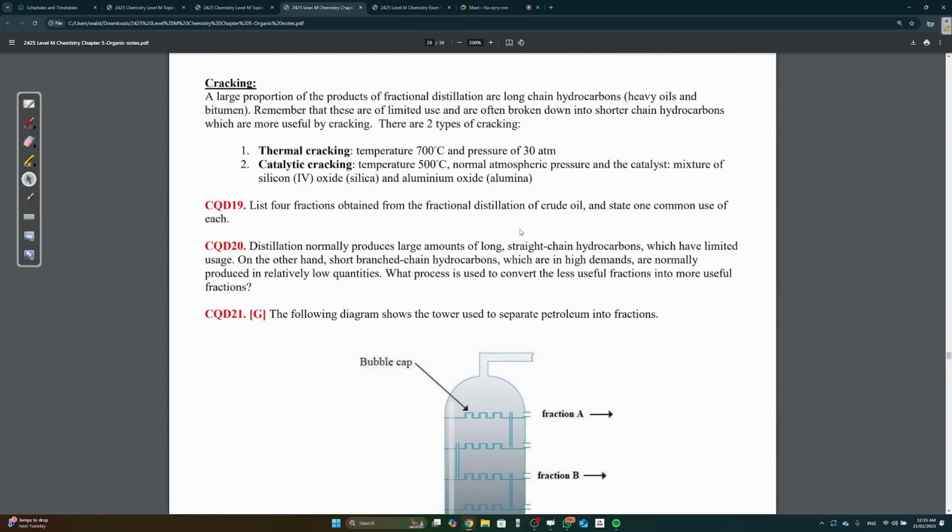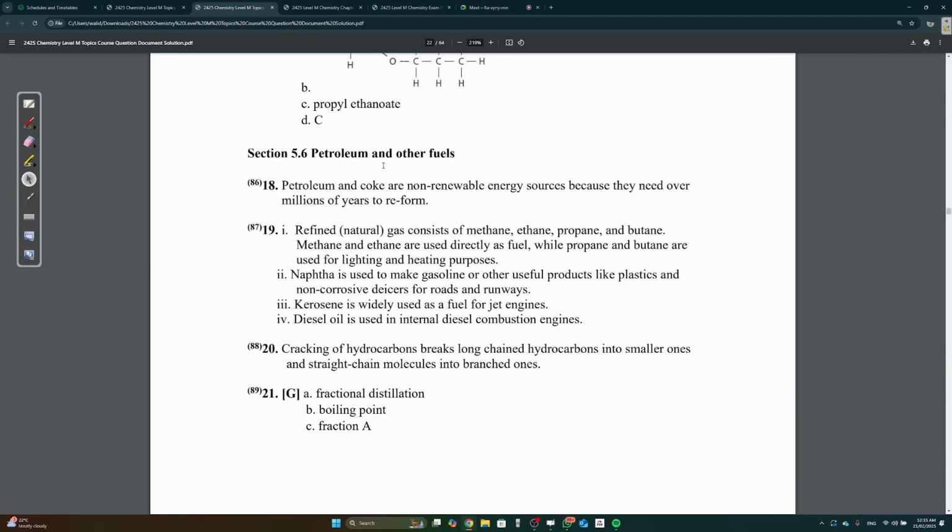Distillation normally produces large amounts of long, straight chain hydrocarbons, which have limited usage. On the other hand, short branched chain hydrocarbons, which are in high demand, are normally produced in relatively low quantities. What process is used to convert the less useful ones into more useful ones? What did we do to convert the long chains to the smaller chains and make them useful? The process was cracking, right? So the answer should just be cracking of hydrocarbons.